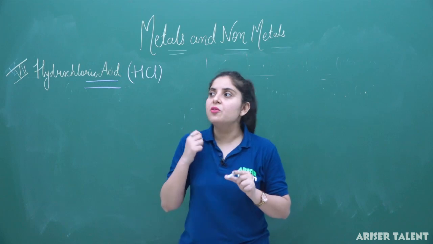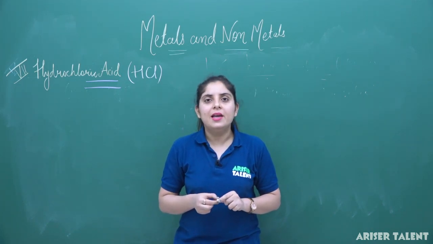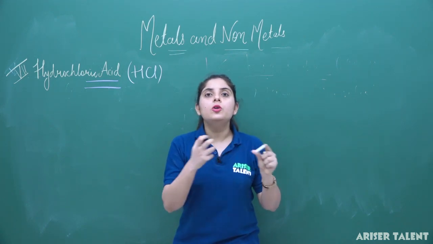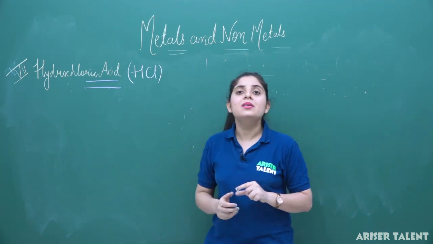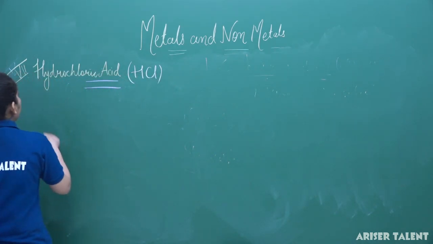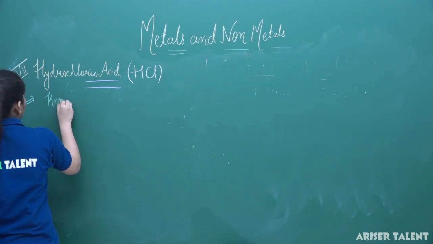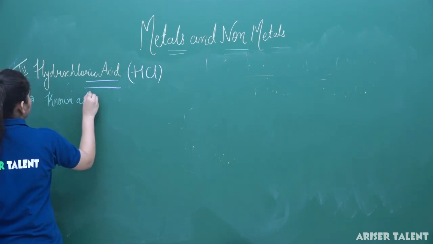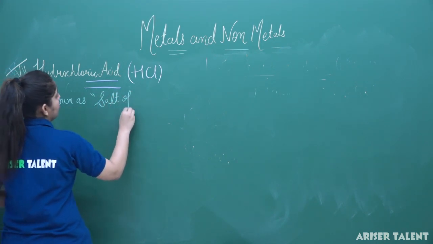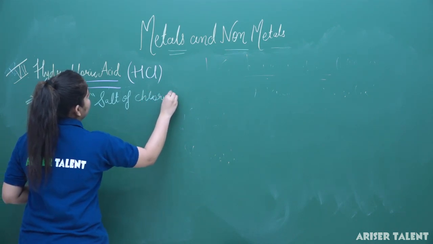So, these are the general uses of hydrochloric acid, that is HCl, in our daily life. And sometimes it is also known as the salt of chloride because its name is HCl. So, basic points regarding hydrochloric acid are: it is known as salt of chloride.